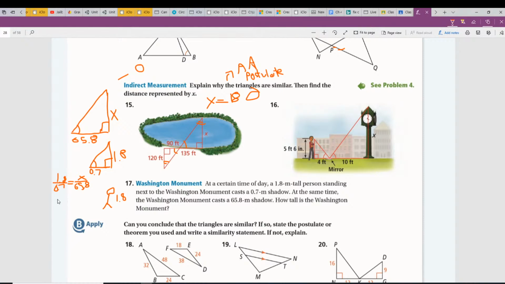And we're going to do 0.7x because we have to multiply these two because of the property of proportions, that we can cross multiply and you get the same result, that this one multiplied by this one is equal to this multiplied by this. So let's set up that equation. 0.7 times x is equal to 1.8 multiplied by 65.8. I'm gonna move this guy over here.